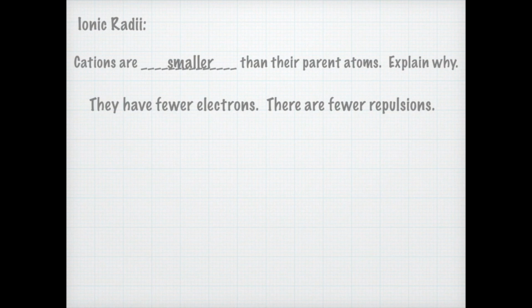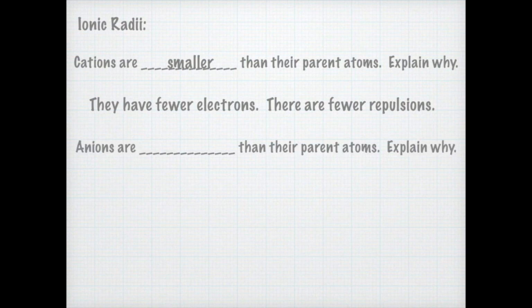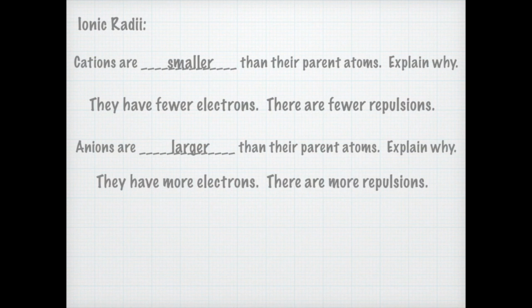Now, electrons are going to repel one another, so the fewer electrons you have, the fewer repulsions you have, and therefore it's going to be much more neat and tidy, and the electrons are going to be pulled towards the nucleus. Now, if you have an anion, anions are going to be larger than their parent atoms, and that's because you have more electrons and therefore you have more repulsions.